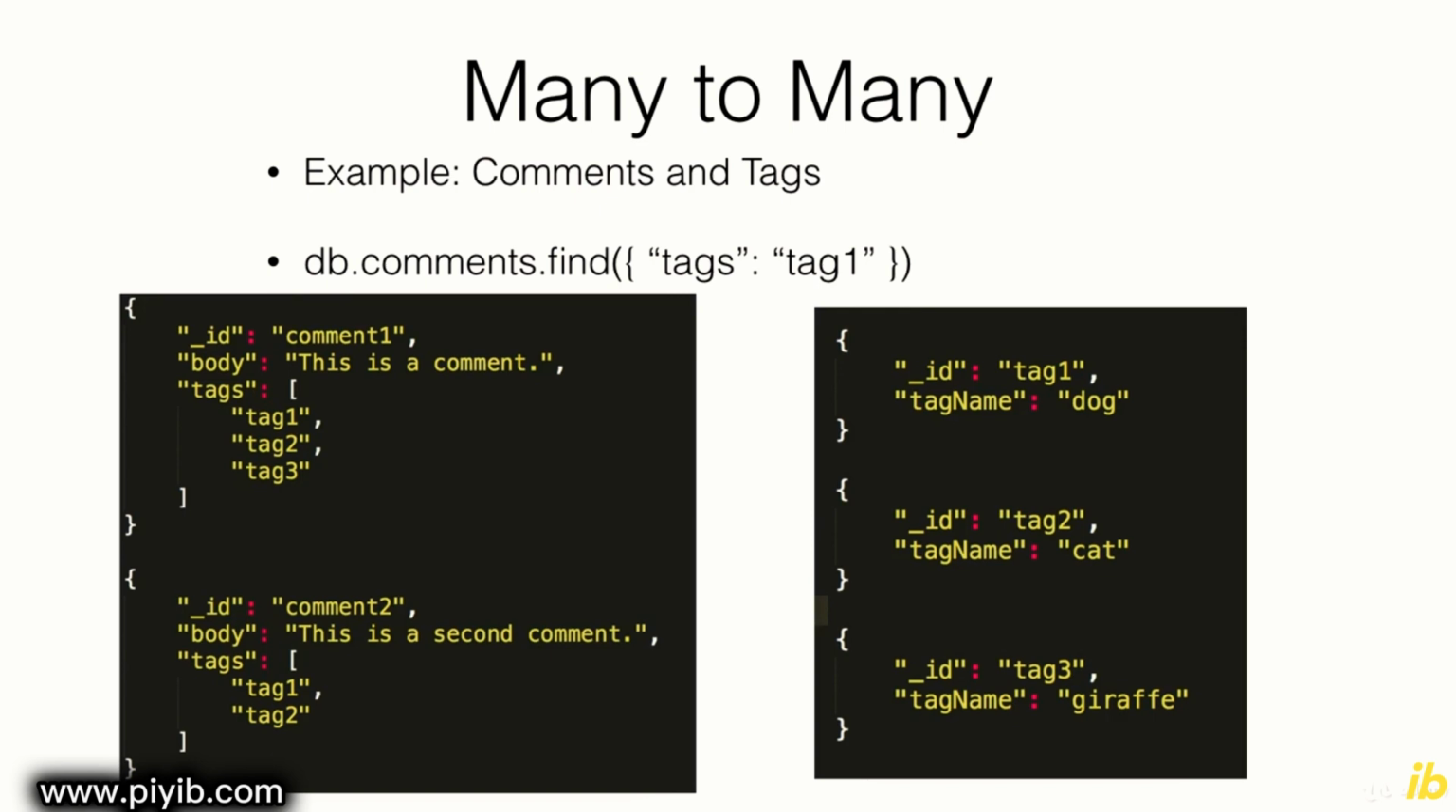So here on the left, we have comments with tag arrays, and these tag arrays contain IDs of the tags that are associated with each comment. And then on the right, we have all these different tags.